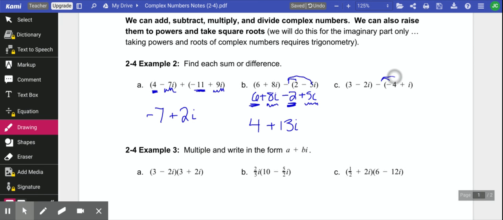All right, we're going to distribute that negative again. So 4 minus i. So when you subtract, you make sure you distribute the negative. Otherwise, everything's the same. So add the real parts. Add the imaginary parts, negative 2i and negative i is going to be negative 3i.